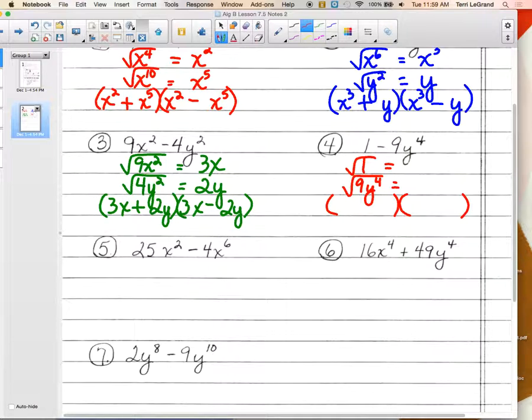So, what is the square root of 1, class? 1. Oh, that was a weak class. I got 1 person in this class. What's the square root of 9y to the 4th, class? 3y to the 2nd. Well, it's getting a little more populated. I'm up to 2 people.